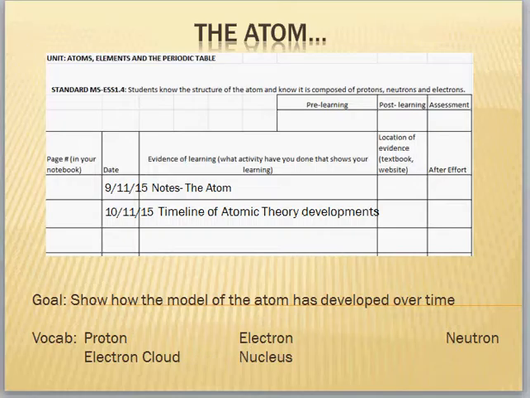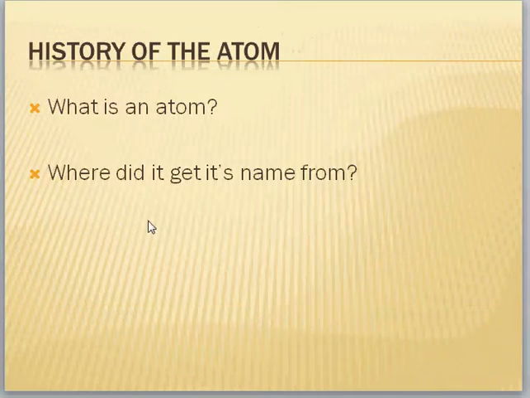Now, as we continue, we're going to do a quick revision of what an atom is. Yesterday we looked at what an atom is, so who can remind me what it is? Hopefully you said that it is the smallest piece of any pure substance. It is indivisible. We cannot make it any smaller. Where did this name come from? Does anyone remember which Greek philosopher it was? Well, it was Democritus.